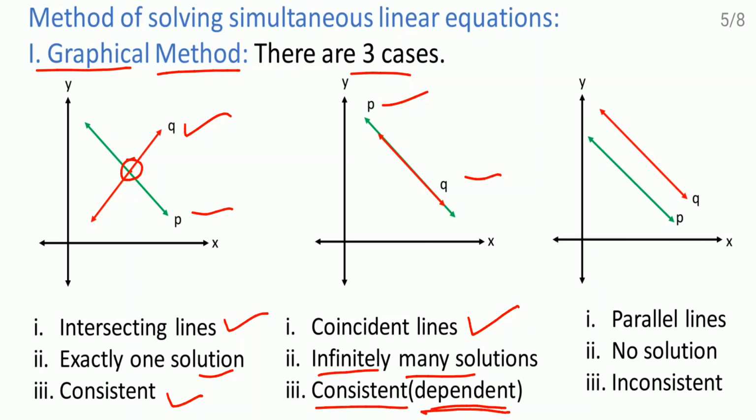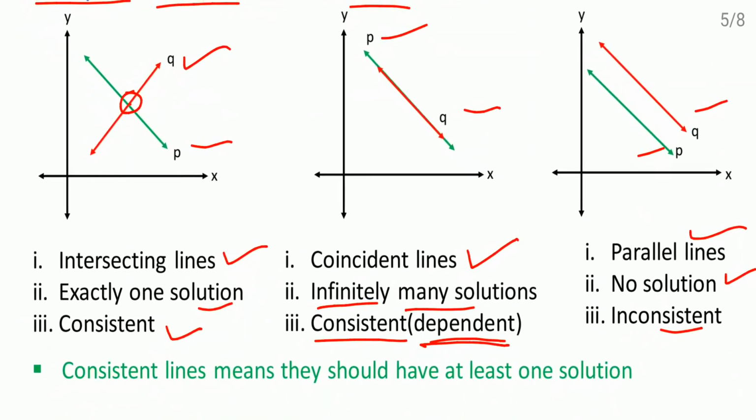Fine. Come to the third one here. Looking at this one, P and Q, these lines are parallel lines. As they are parallel, they are not going to meet each other at any point. That's the reason they are not sharing any point. So, no solution. And as they don't have any common point, we can call them as the inconsistent. Okay, right. See here the last point.